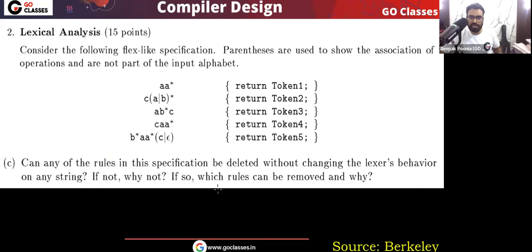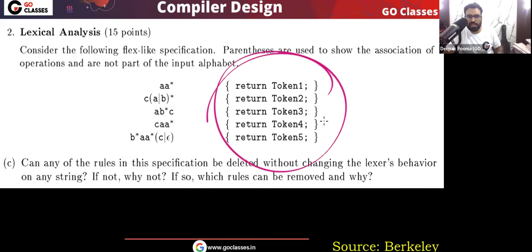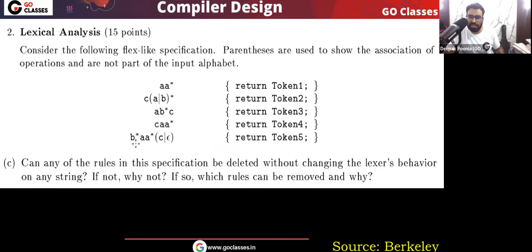Which rules can be deleted? Maybe this is an MSQ question, and multiple rules can be deleted. This is a very interesting question. Can I delete some rule which will never be used? Basically, the question is asking whether there is any rule which will never be used, or any token which will never be generated. If some token can never be generated, we can delete that rule.